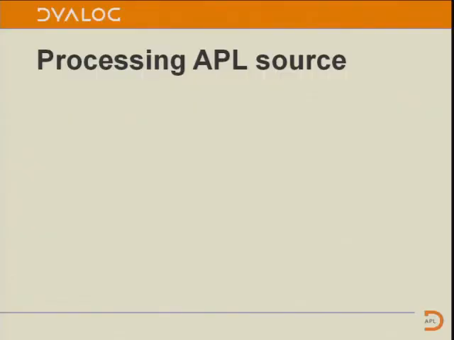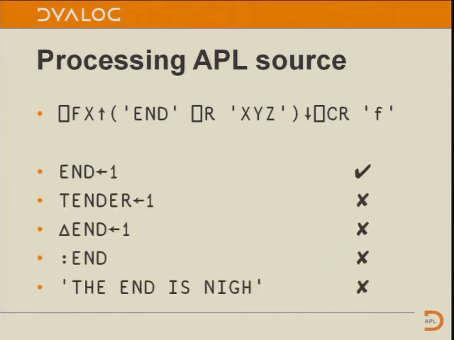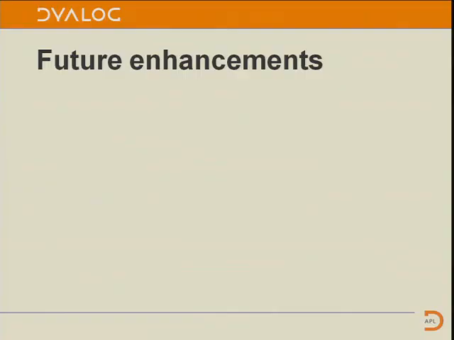This needs to apply. I just showed you processing APL source. So there, if I was to take my function f, turn it into a matrix, split it, search for every occurrence of end, replace it with x, y, z, refix it, that would work if I gave it that line. That's good. But unfortunately, it wouldn't work for all of those examples. It would mess up that word tender, it would mess up that delta end, it would mess up that colon end, and it would mess up the contents of that string, that character literal. So we need something better.